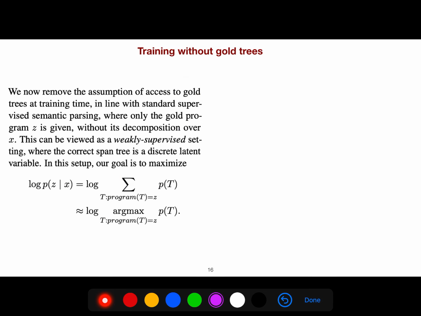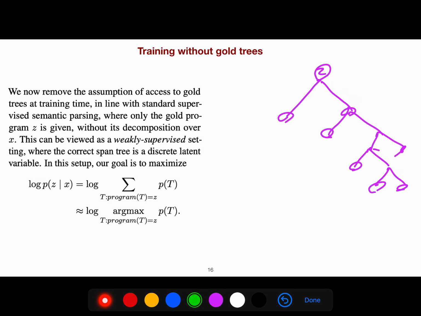So now we want to talk about training without the gold trees. So we remove the assumption that we have access to gold trees at training time, where we only have access to the gold program Z without this decomposition. So it's just the Z at the top, at the root level. We don't have access to these. We don't know the categories of these nodes. We just know the final program after all compositions.